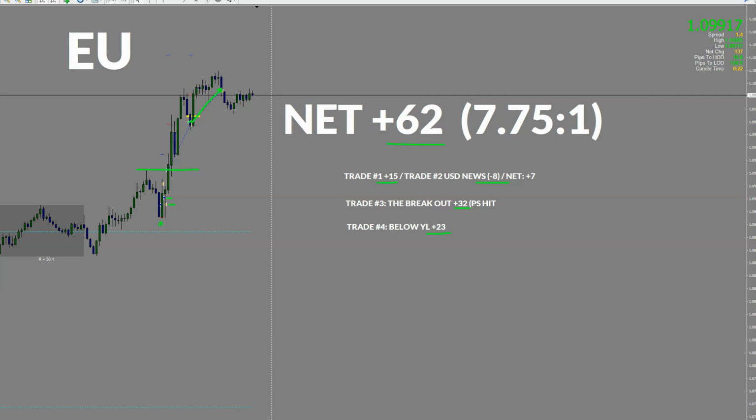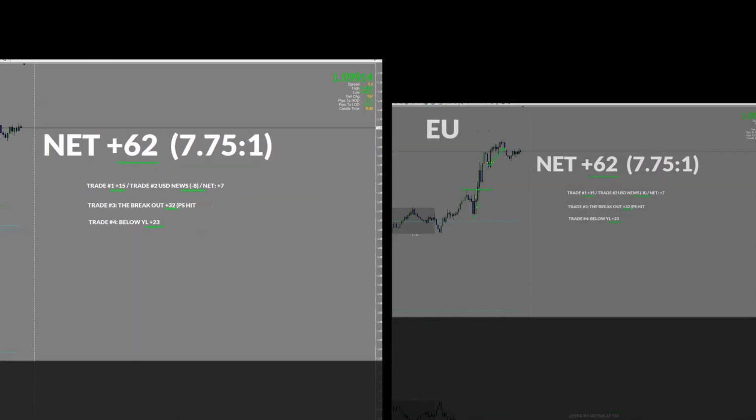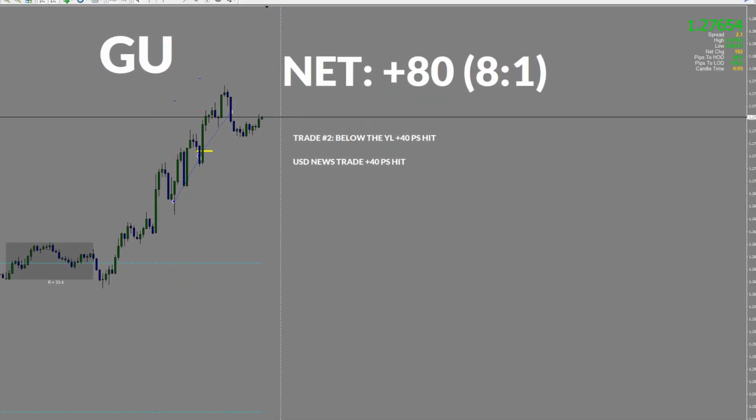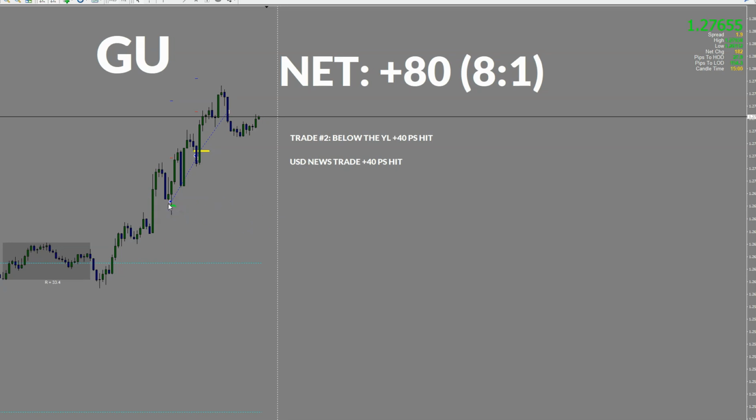Let's go ahead and jump to the pound dollar. On the pound dollar, I wasn't as active. I didn't have to be, fortunately. I was able to get into the news trade right there. And that trade actually rose up pretty high and then took me out at my protective stop for plus 40. It hit the protective stop as this pullback began. And then I did the same thing I did with the euro. I got back in below the yellow line right here as price swooped around. This one also hit my protective stop for another 40 pips. So I got 80 pips in total on both of these trades.